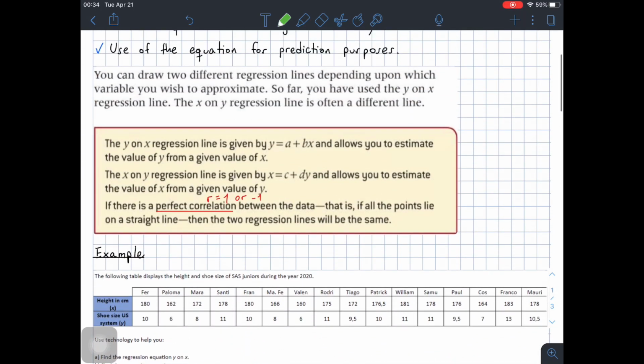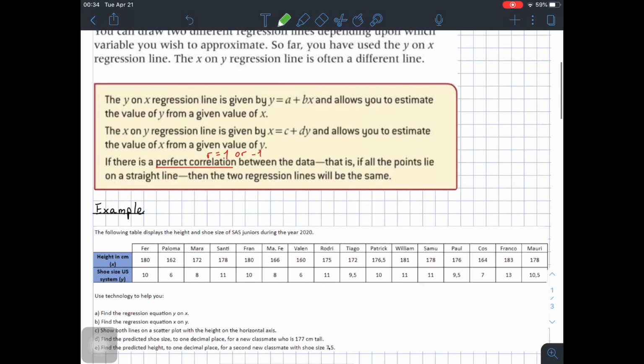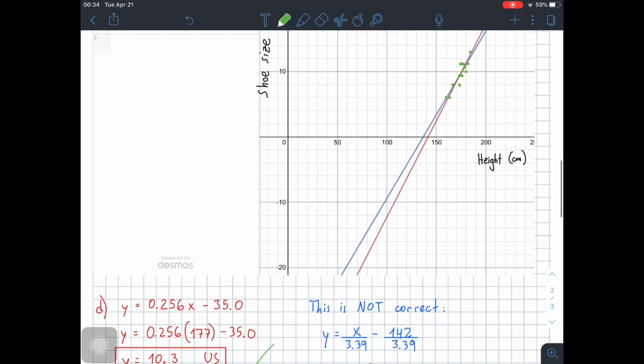Normally for an IB exam, you would be asked to find this equation, which is y on x, and most of the exercises will ask you to find predicted values of y given values of x. So you wouldn't have to worry much about this concept during the IB exams, but maybe, who knows, in some exercise you may be asked to find this, and you should remember that this equation is a totally different equation from this one, okay? And that's what I showed you today, how to find.